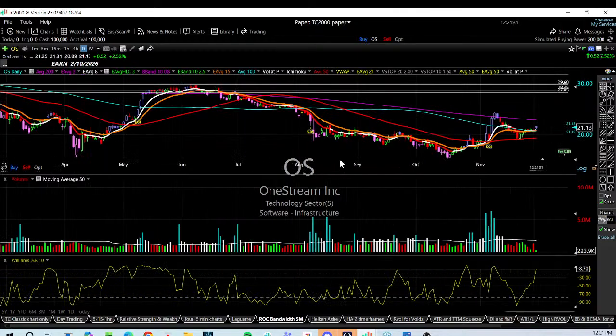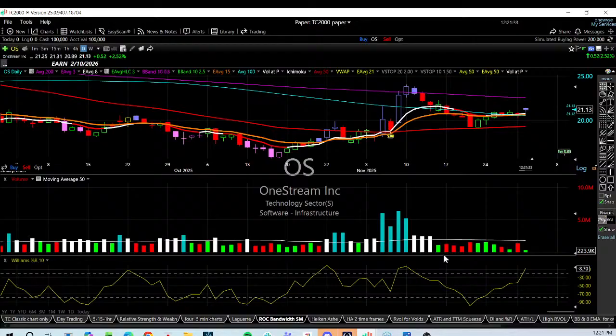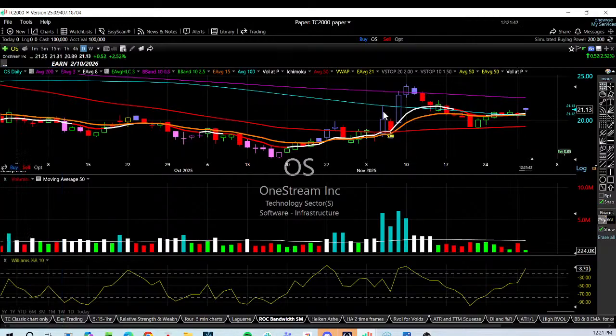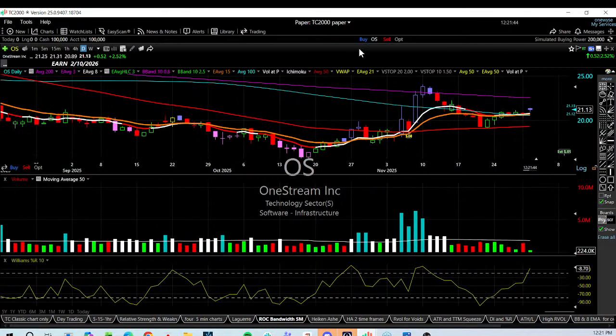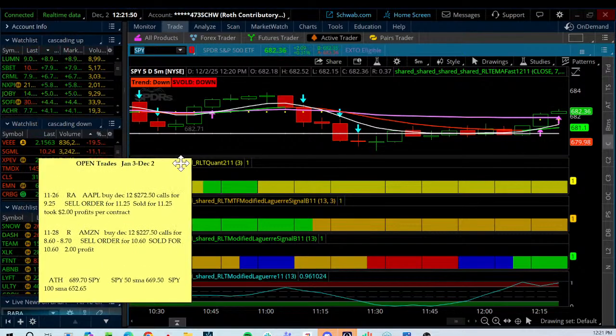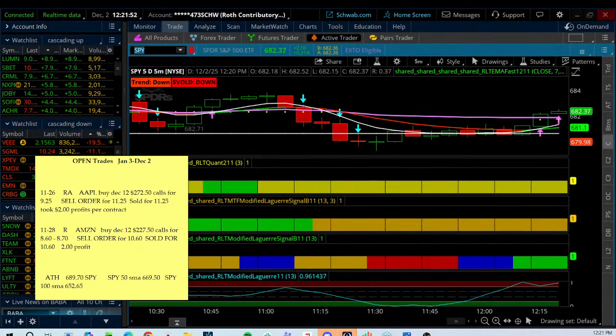This stock has been all over the place. Volume at 1.3 million is the average of 1.8 million, so it's got plenty of shares. But if you sold a 20 put to bring in premium, that's probably not a bad trade then.